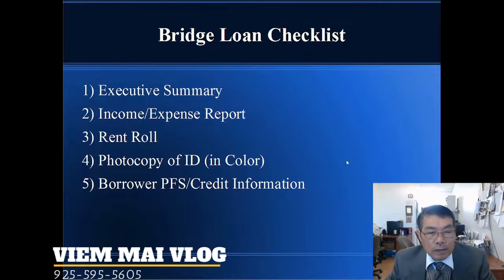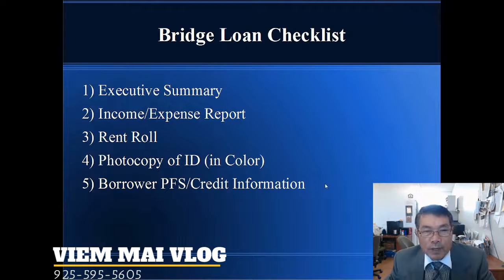Bridge loan, this is simple. This one is simple. If you have any bridge loan, just contact our office. We need the income expense report, rental property, IDs in color of the borrower, and we have the loan application for bridge loan. Bridge loan we can do faster.